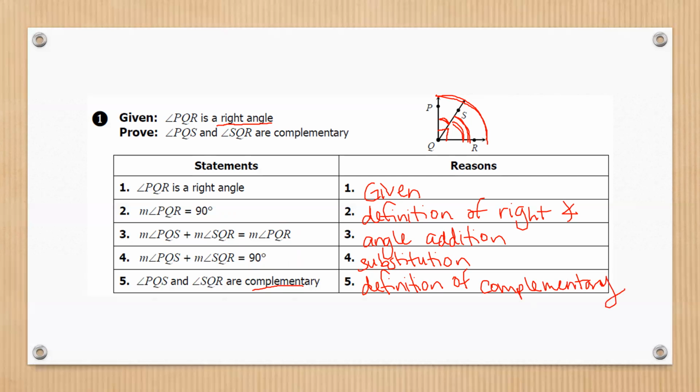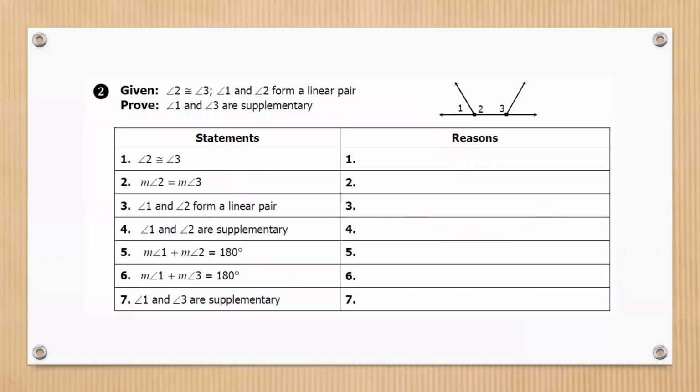All right, let's try another one. All right, we have a picture. They give us some information about angle 2 and 3. They're congruent. They tell us some information about angle 1 and 2 forming a linear pair. And we need to prove that angle 1 and angle 3 are supplementary.